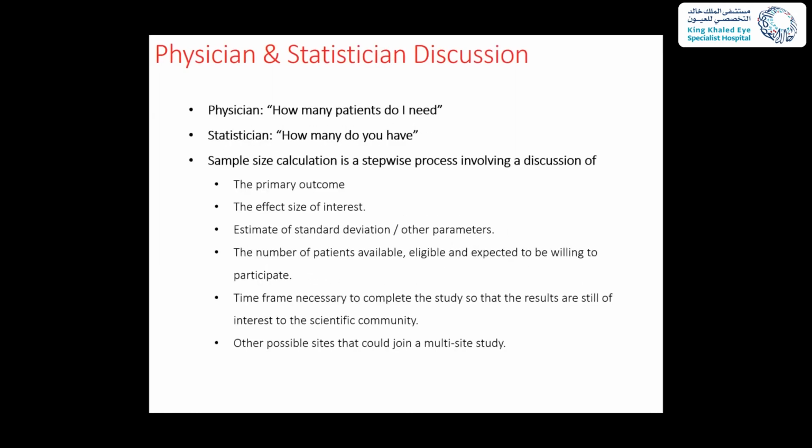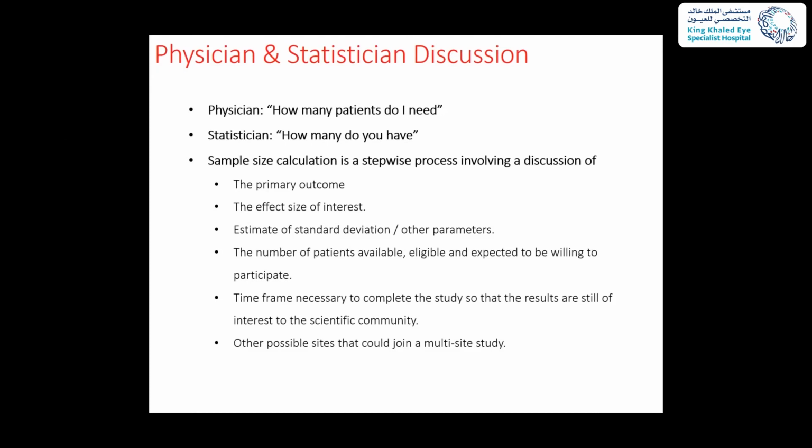So usually the physician's concern is how many patients do I need. That's how the dialogue will be between the physician and the statistician. The statistician will ask him, how many patients do you have? So the sample size calculation is a stepwise process involving a discussion of the primary outcome, the effect size of interest we just talked about, the estimate of standard deviation, and other parameters that can be retrieved from the literature and previous publications. The number of patients available, this is very important, and eligible and expected to be willing to participate.